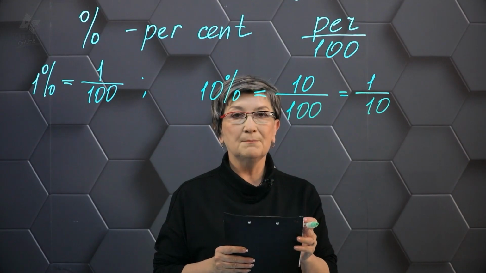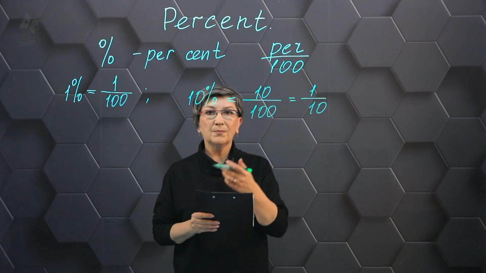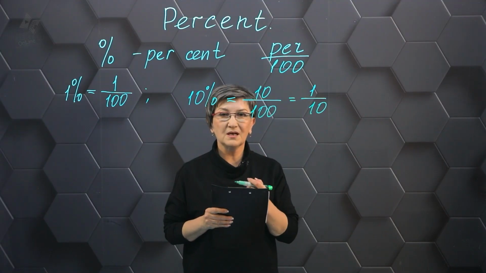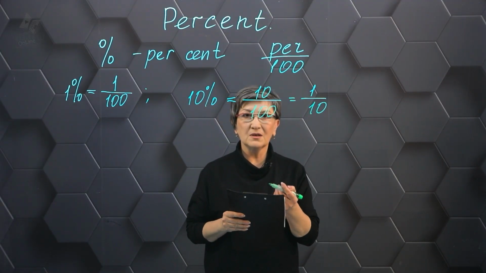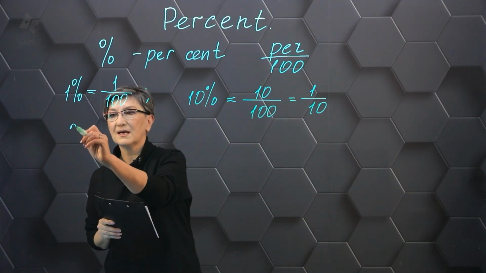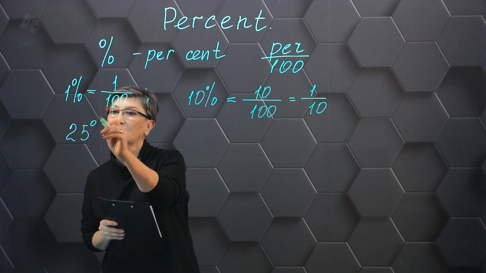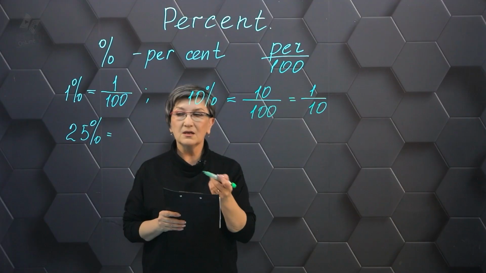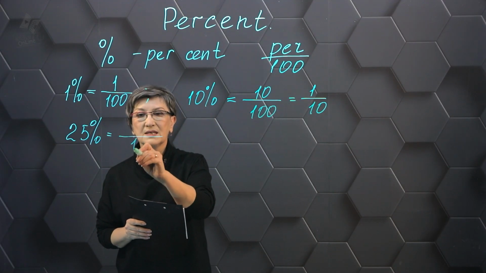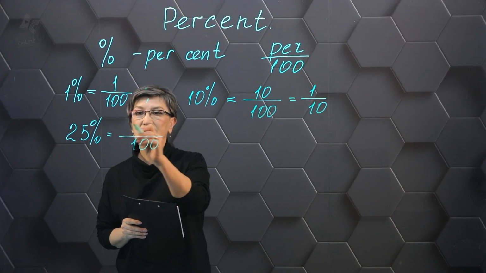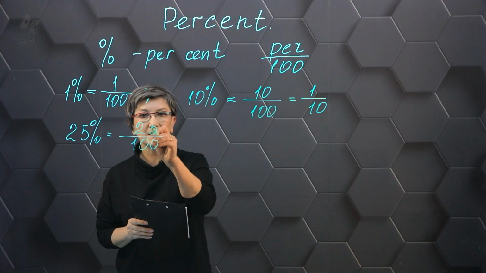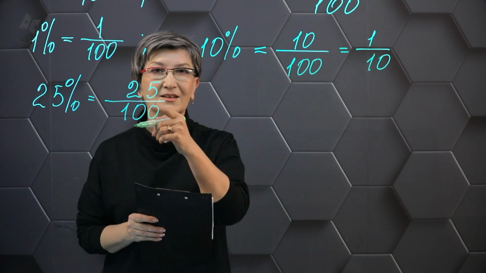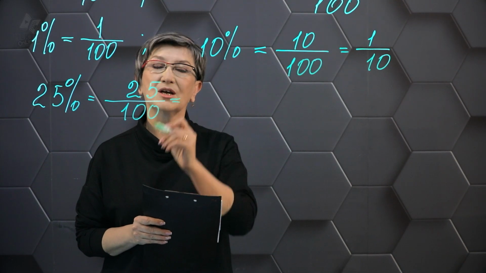Therefore, any percentage can be represented as an ordinary fraction by using regular fractional notation. Now we're going to try it. So, if I write 25%, then to write it as a fraction, I'll write 100 in the denominator and 25 in the numerator, and I'll get 0.25. Reduce by 25 to get 1/4. 25% is 1 in 4.